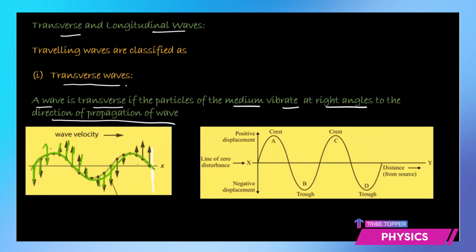So we have a crest here and a trough here. Crest refers to the highest point, the point of maximum positive amplitude. That's a crest, that's the top peak. And the bottom peak, the point which refers to a maximum negative amplitude, that's called a trough. So crest and trough, this is how a transverse wave travels.